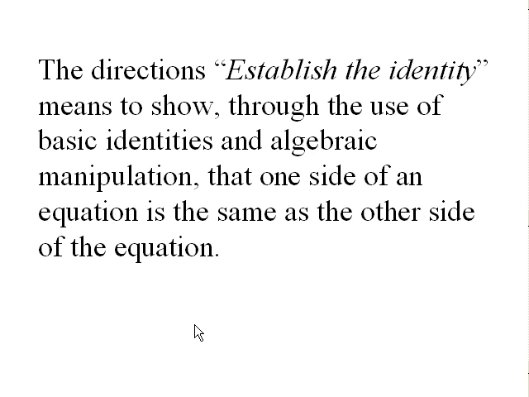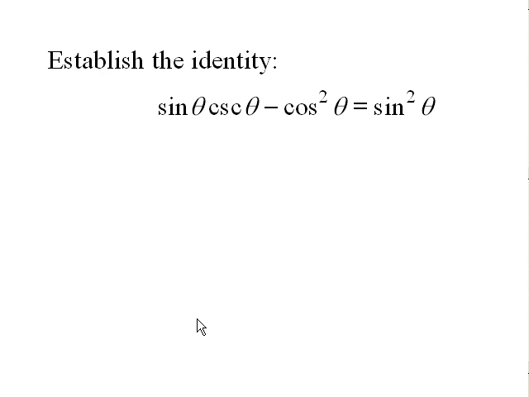Let's try to do that for one. Let's try an easy one first. How about sine theta times cosecant theta minus cosine squared theta is sine squared of theta. The claim is that this is an identity, that the left-hand side and the right-hand side of this equation always match. A way to see that that happens would be to look at this complicated left-hand side and see if you can reduce it to the right-hand side.